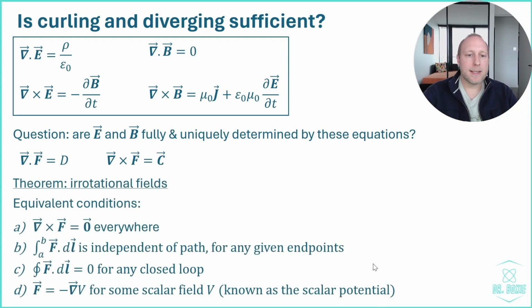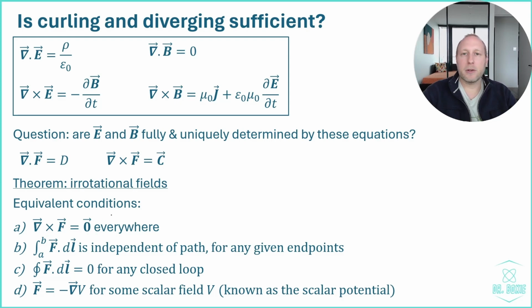So the first theorem says the following. If the curl of a vector field f is 0 everywhere, that is equivalent to saying that when we take the line integral of that field over some path between 2 points, between a point A and B, the result will be independent of which path we chose between those points A and B. It only depends on A and B themselves. Equivalently, the closed line integral over any closed loop will always be 0. And finally, it's equivalent to saying that f can be written as the gradient of some scalar field.